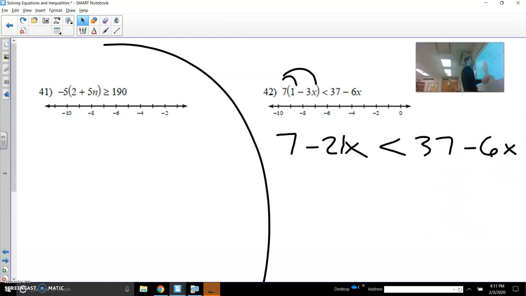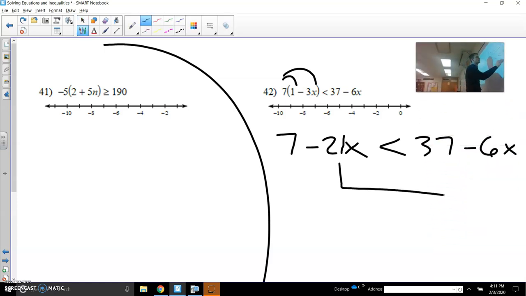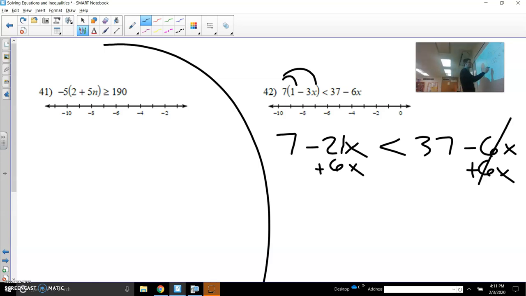Move my face up a little bit. I have like terms right here. And I really want to put those together, because it's easier to put those together and understand if you have no solution or infinitely many when that occurs. So I'm going to start by adding 6x to the other side. 7 does not change, but negative 21 plus 6 is negative 15x, less than 37.